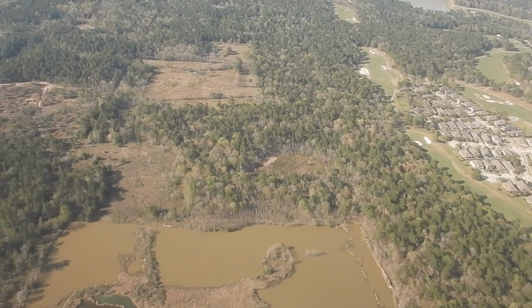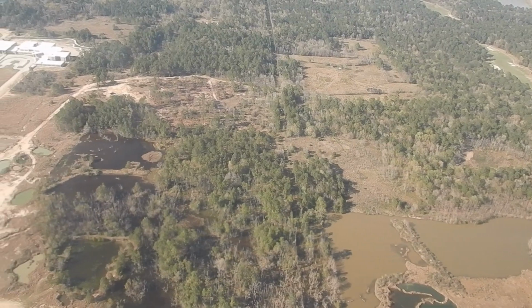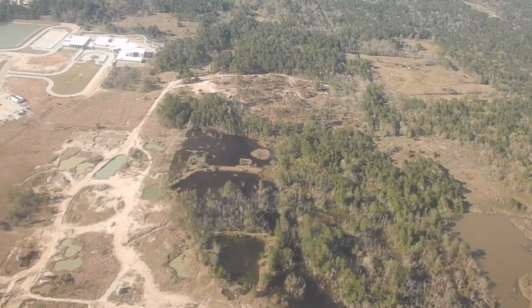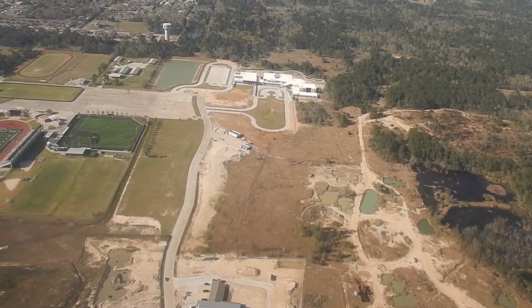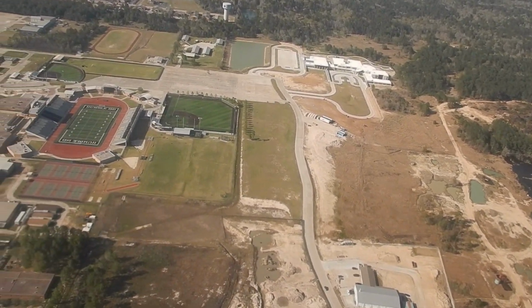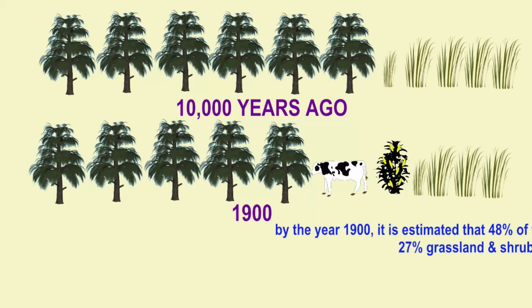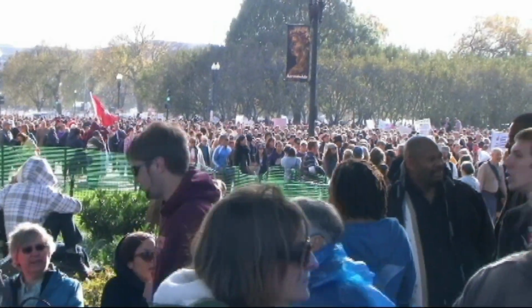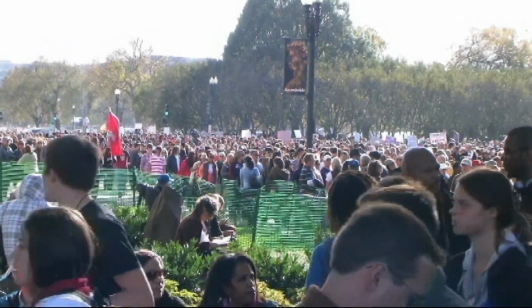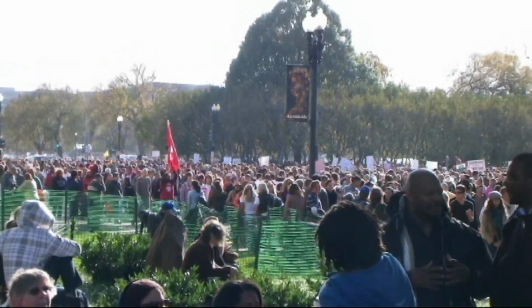As humanity spread and used more and more land for agriculture, both crops and grazing of cattle, by the year 1900, it is estimated that only 48% of the land was forested and 27% was grassland and shrubs. And then in the past century or so, by around the year 2020, the amount of forest, grassland, and shrubs had gone down further.